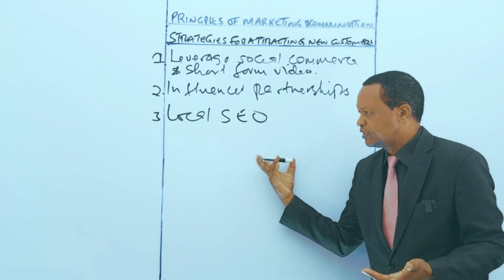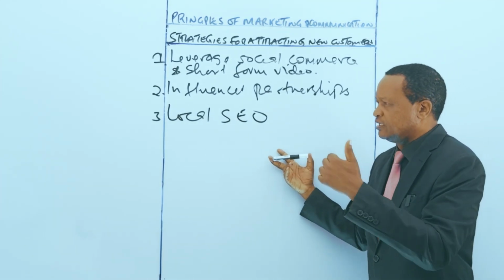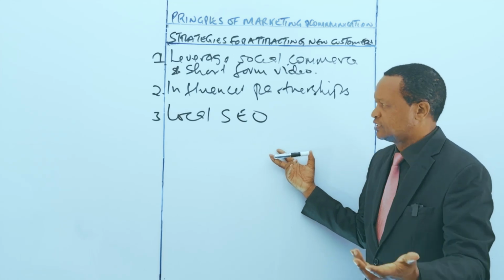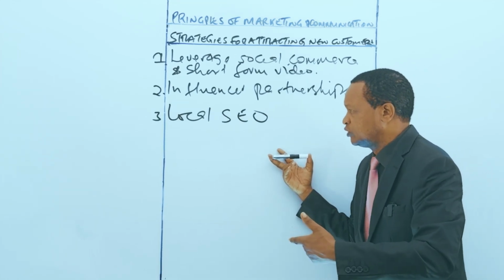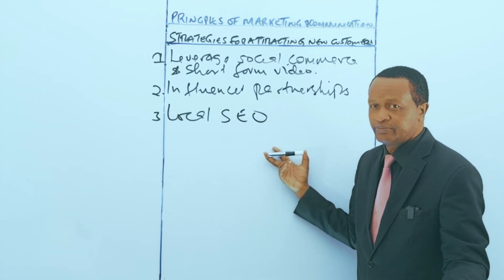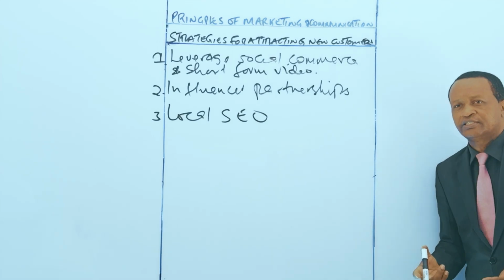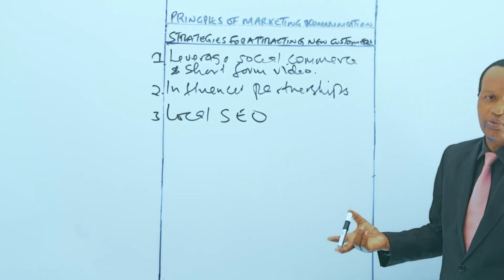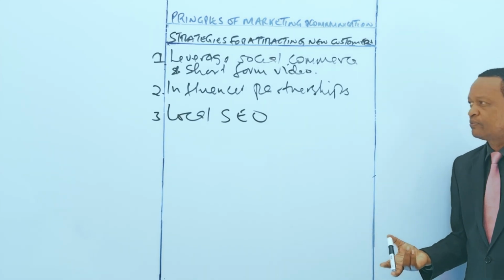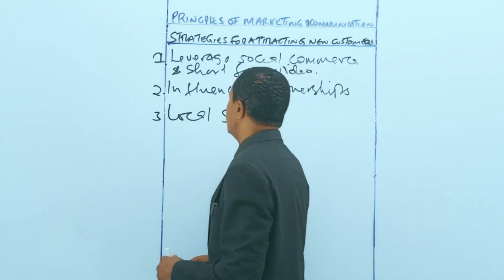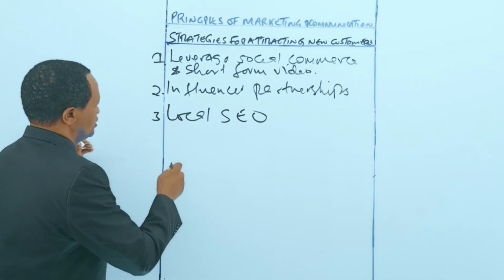So if you have a shop, make sure you have the right working hours, indicate the right working hours, have the phone on so that you can be reached anytime. You understand? Local SEO and geo optimization. That's another way to attract new customers.